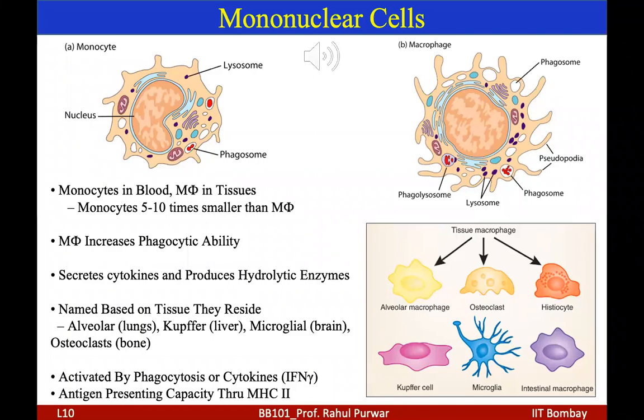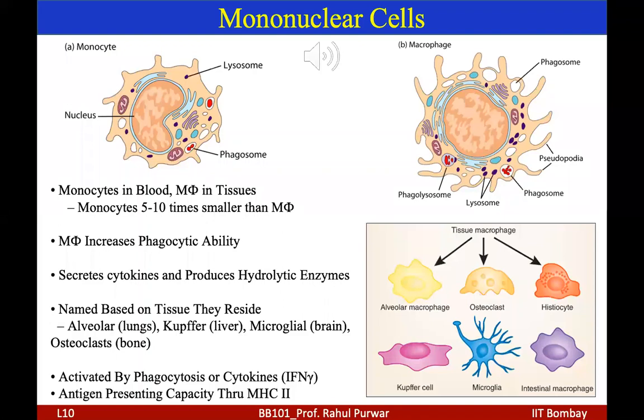And when these macrophages are present in different tissues, for example in the lung, they are called alveolar macrophages. In the bone, maybe osteoclast. Similarly, in the liver, they are called Kupffer cells. In the nervous system, in the brain, they are called microglia. In the intestine, so different names are given based on their location. Okay? But these cells have a very good phagocytic activity. Whenever they see microbes, they will eat them up.